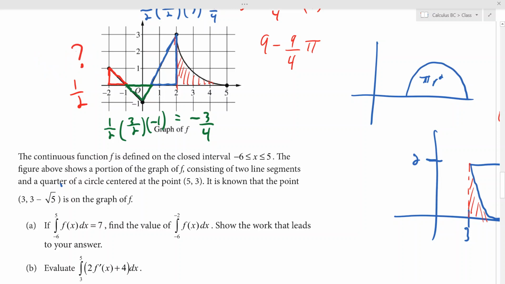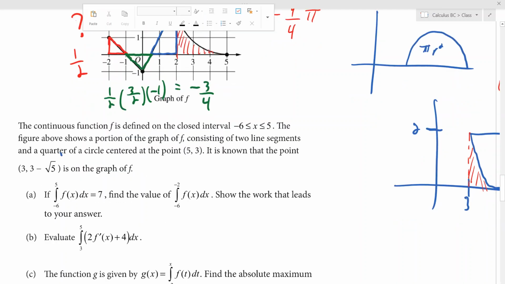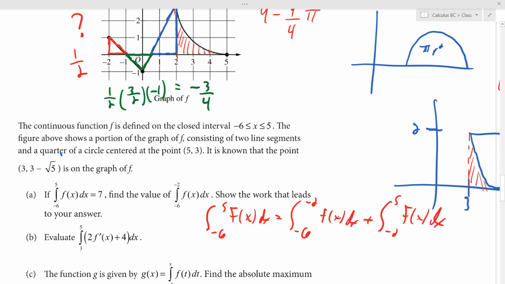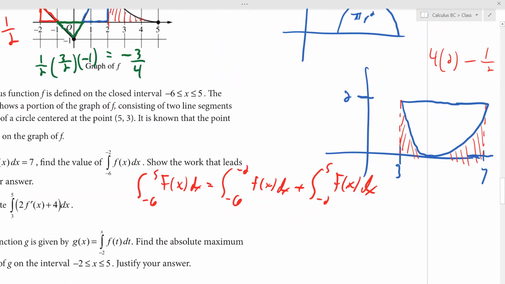Okay, but I know the whole area plus that the question mark back there is going to be 7. So all they want you to do is say, well, I know that the integral from -6 to 5 of f of x dx is exactly the same thing as the integral from -6 to -2 of f of x dx plus the integral from -2 to 5. So that's not too bad. And they're asking us to solve for -6 to -2, right?